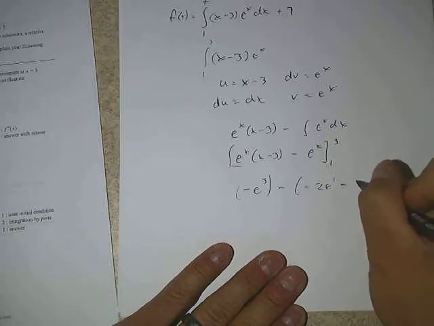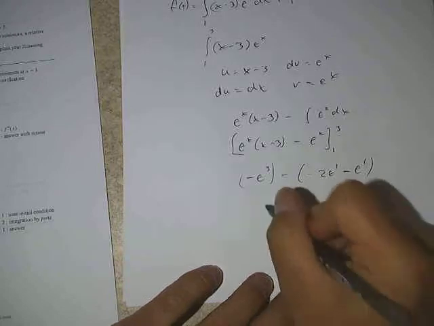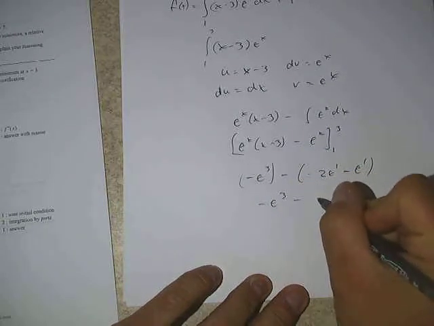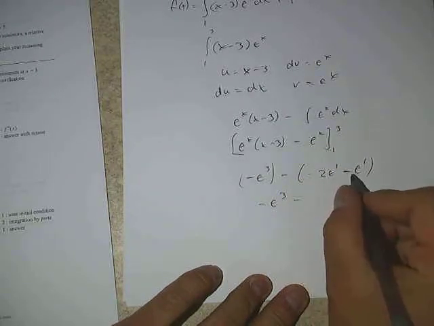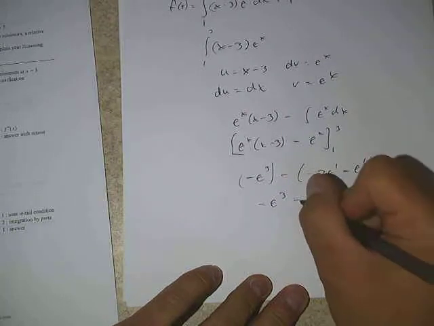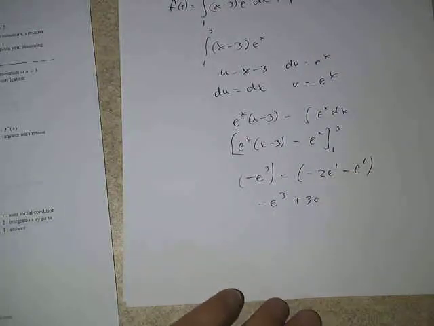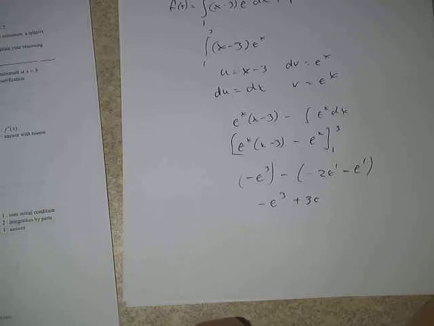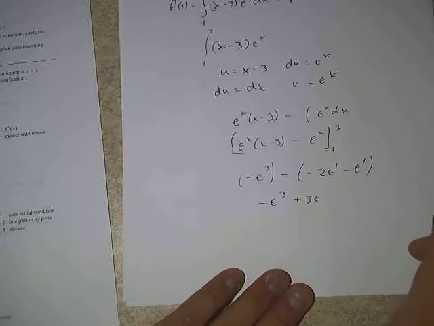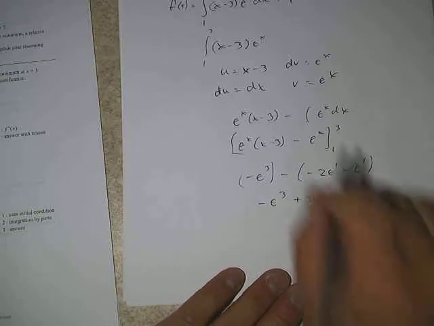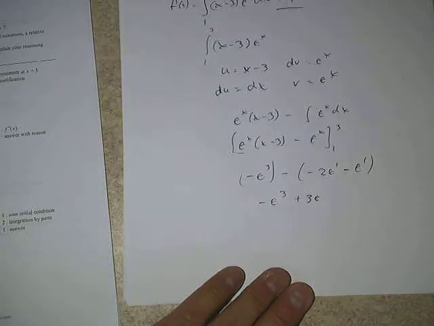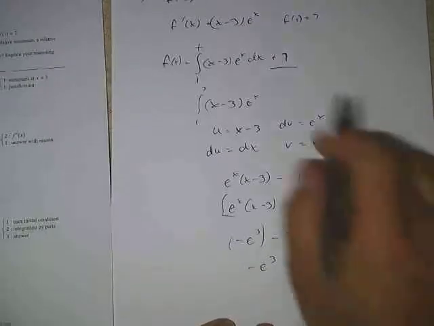So e to the x times x minus 3, minus e to the x, and then that is all evaluated from 1 to 3. Well, 3 in here we know is going to give us 0 in that part, and then negative e to the 3 here. And if we put a 1 in there, we're going to get negative 2e to the 1 minus e to the 1. So we'll have negative e to the 3. And then in here we're going to have negative 3e. It's going to be minus minus, so it's going to be plus 3e.